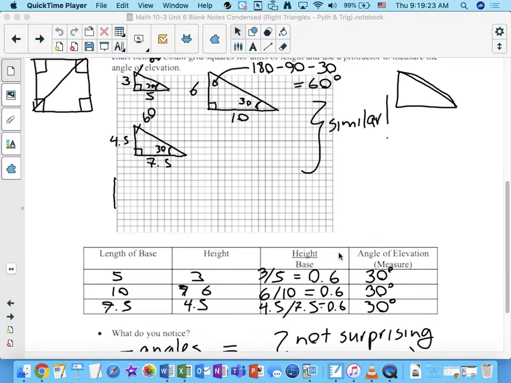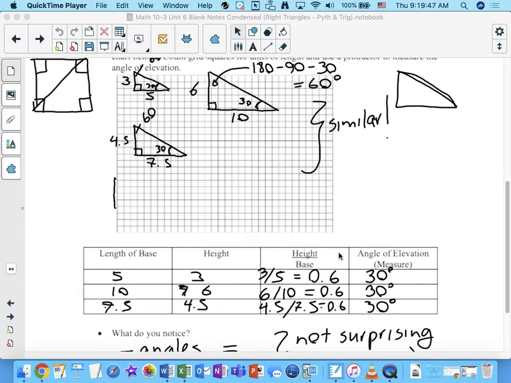So 30 plus 90 makes 120. And then what else do we need to get up to 180? We need another 60 degrees. So this one has to be 60, and that's true for all three of them. And what that means, the fact that all the angles are the same, the fact that the height to base ratio is the same, is that these triangles are similar.